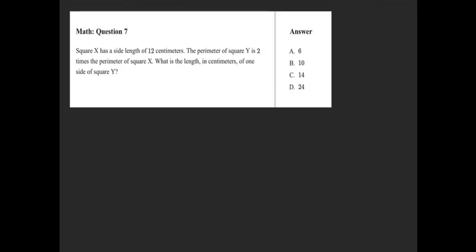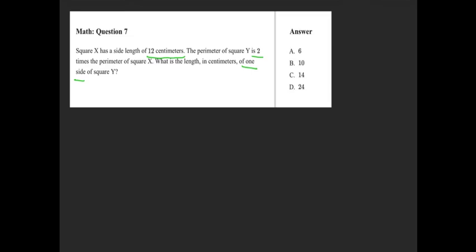Problem 7. Square x has a side length of 12 centimeters. The perimeter of square y is 2 times the perimeter of square x. What is the length in centimeters of one side of square y?